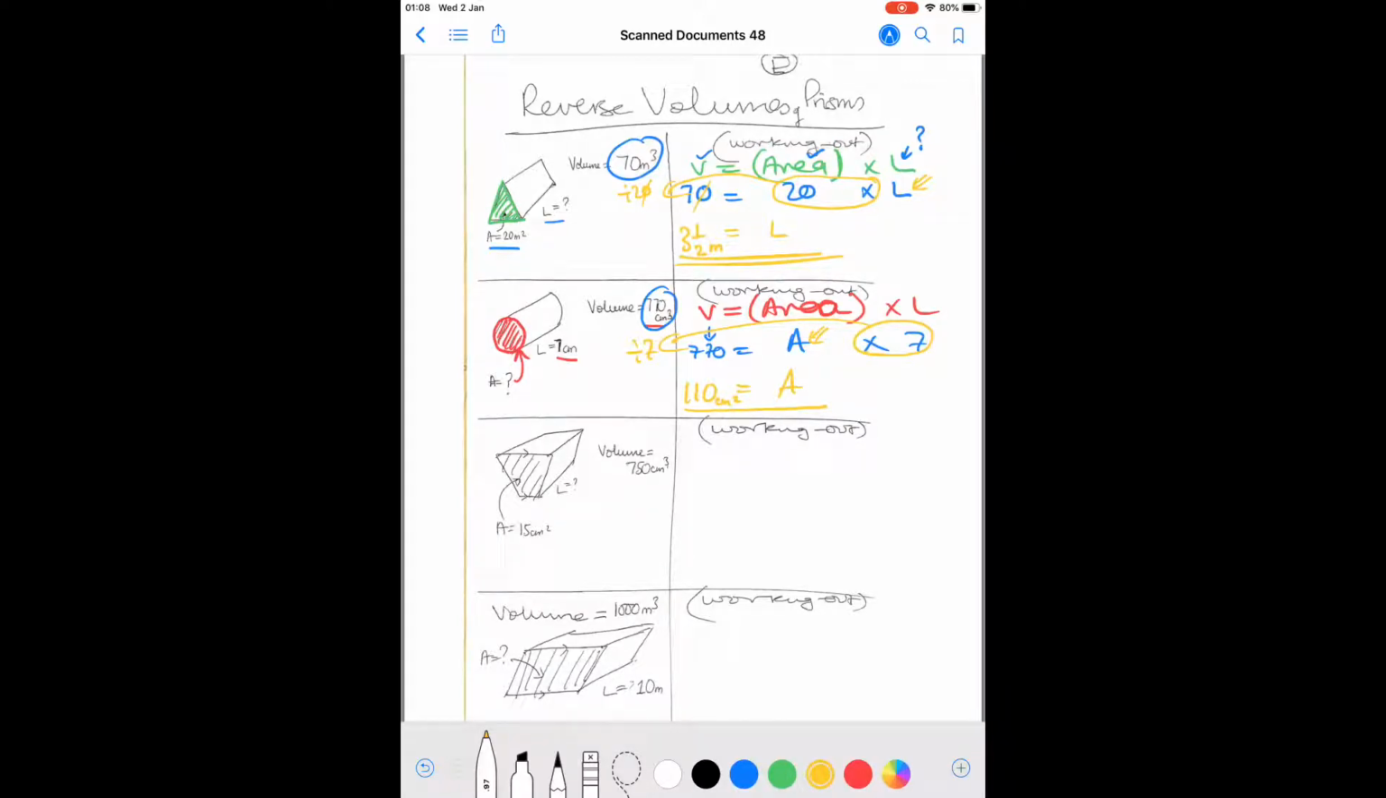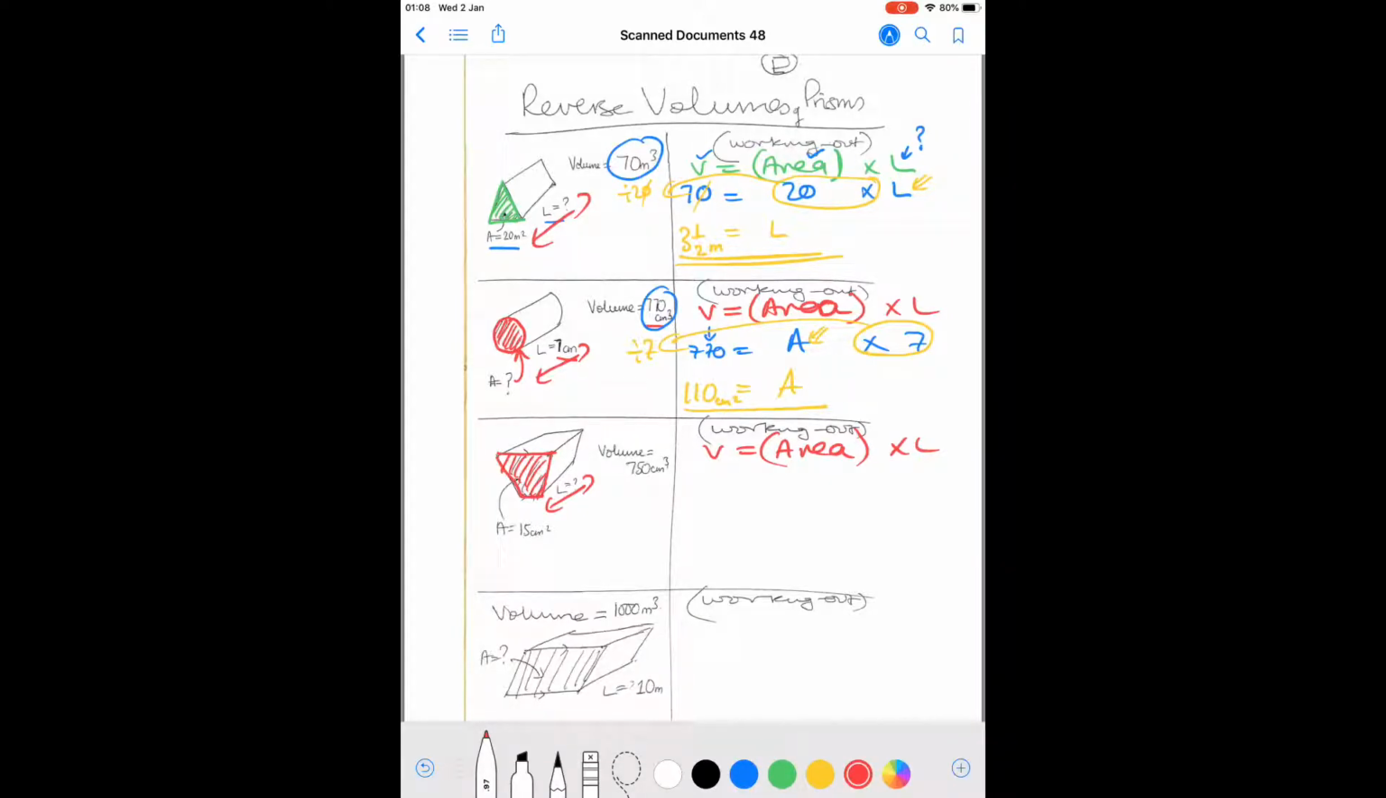Okay, folks, two more questions to do. Right, let's have a look at this one. Each time, please make sure you start with the formula, the concept. Volume of a prism is the area of the cross section. Where's the cross section? Here it is. So we have here a trapezium. And then times it by the length. So the length is what? The length is this one here, and the length was there.